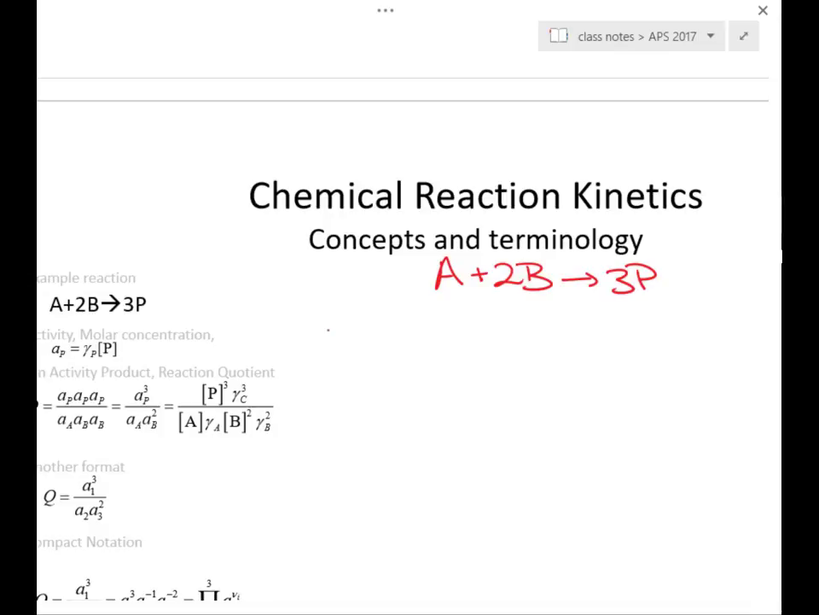So, just a review: we've got these chemicals that are dissolved in water, and this term, little a sub P, is the activity of compound P. And that's going to equal, in square brackets, the molar concentration of P, which is what we were looking at previously, moles per volume, multiplied by the activity coefficient for P. So everything we're going to be working on will be expressed in terms of activity, but what we're going to be measuring is the molar concentration.